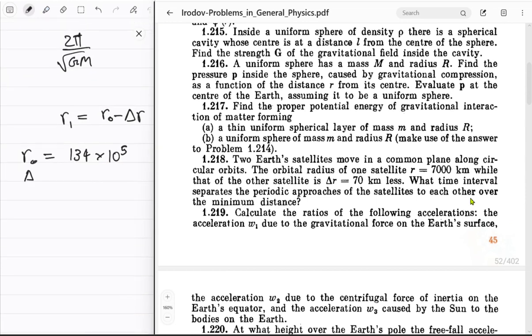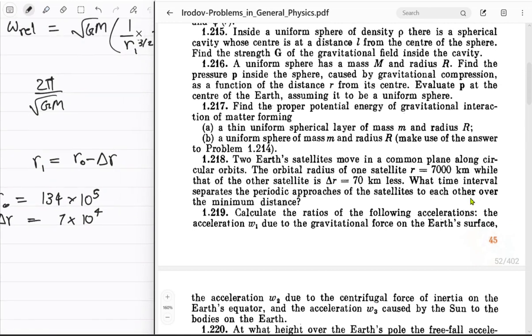And delta R is just 7 times 10 power 4 meters. So this is basically 0.7 versus 134. Which of them is smaller? I mean, much smaller, of course 0.7, right? It's much smaller than 134. So I was making the point that delta R is much smaller than R naught, right? And using that, you can use the general binomial theorem, that approximation.